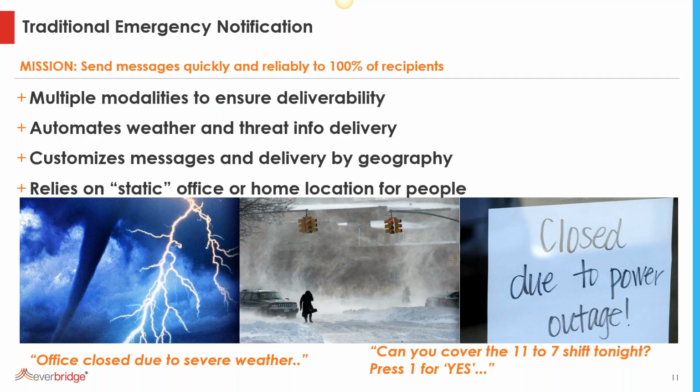But what happens if Annie and Megan are not in the Burlington office? What happens if they're traveling to another location? What happens if they're visiting customers or working remotely? A traditional emergency notification system would not automatically be able to solve this problem. This is what we are trying to address with our next generation emergency response.